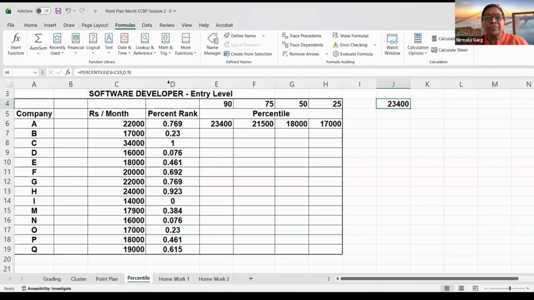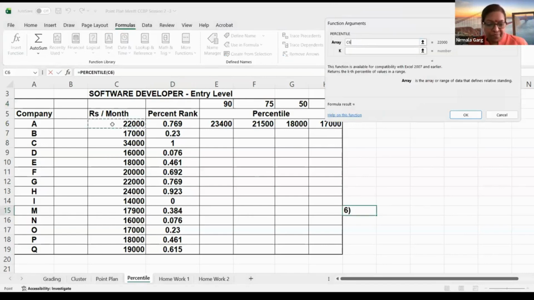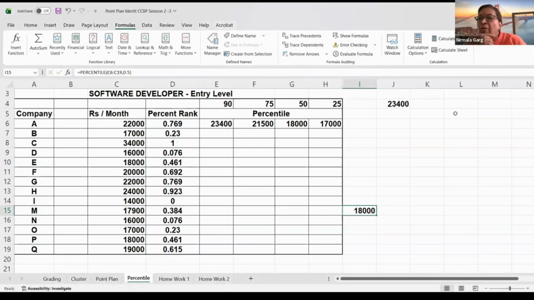Now I will do one more. You want to know the 50th percentile. Then insert function, percentile, array. What will I put here? 0.5. Very good. So what is the pay data at the 50th percentile? 18,000. Now, this is the percentile.